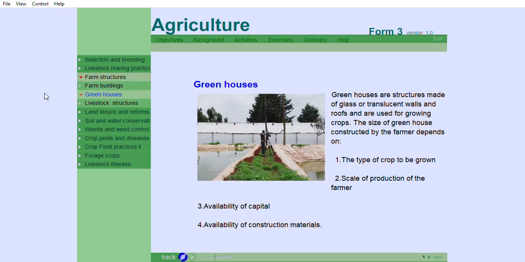Greenhouses. Greenhouses are structures made of glass or translucent walls and roofs and are used for growing crops. The size of greenhouse constructed by the farmer depends on the type of crop to be grown, scale of production of the farmer, availability of capital, and availability of construction materials.